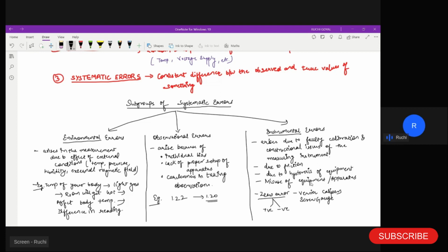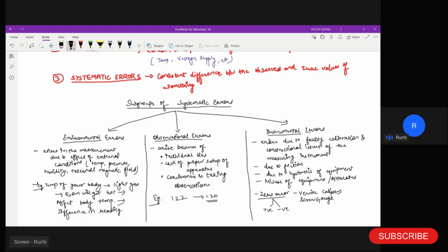So we have covered all the types of errors: gross errors, random errors, systematic errors, then the subgroups of systematic errors. Environmental errors were the errors arising in the measurement due to the effect of external conditions. So if external conditions change, then the reading will change. After that, we have seen observational errors. Observational errors are the errors which arise because of carelessness in taking observations, lack of proper setup of apparatus. So then these errors arise.